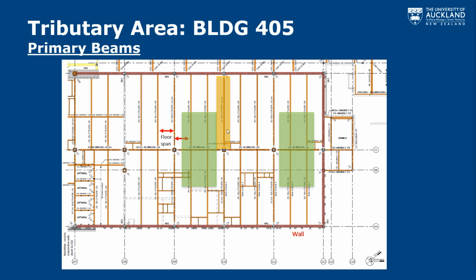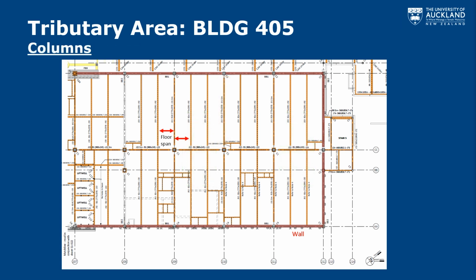You do have to stop and think through, okay, if I'm here, what is my path to the ground? And that's why, anytime you're confused, get a piece of paper out with a plan, and just draw your little X's and work out, well, what's the quickest way through? So those are the primary beam tributary areas. Now let's have a look at the columns.